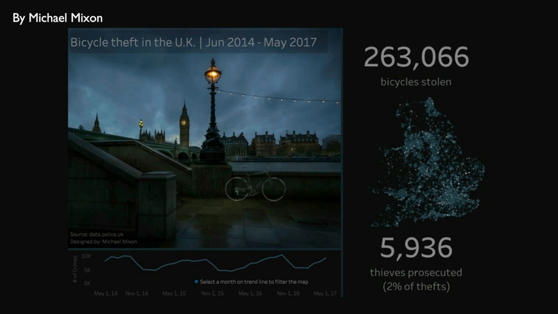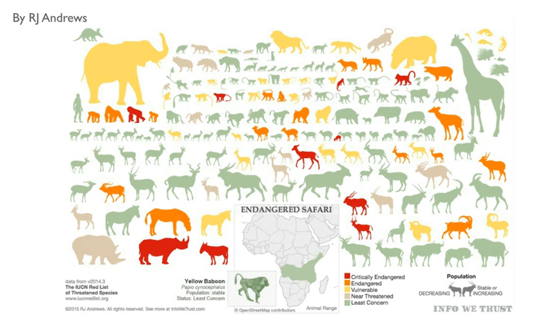I love it. Now here's another one by R.J. Andrews. R.J. runs InfoWeTrust.com. He's an award-winning designer of data visualizations. And I love this one. He created this visualization which shows a number of mammals in the continent of Africa. And you can see the ones that are endangered. They're red. They jump out at you. And you can see the ones whose populations are decreasing because the animal's facing to the left, not the right.